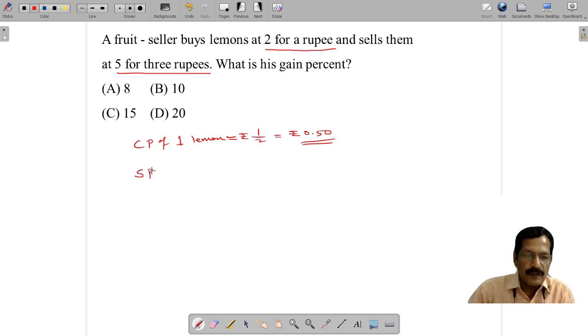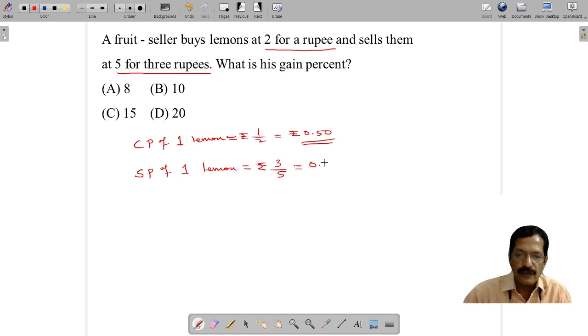Now, what about the selling price of 1 lemon? 5 lemons are sold for 3 rupees. So the selling price is rupees 3 by 5, and in decimal form that is 0.60. Clearly, selling price is greater than cost price, so there is a gain. Let us calculate gain first. Gain is equal to selling price minus cost price, and that is equal to 0.60 minus 0.50, which is equal to 0.1.